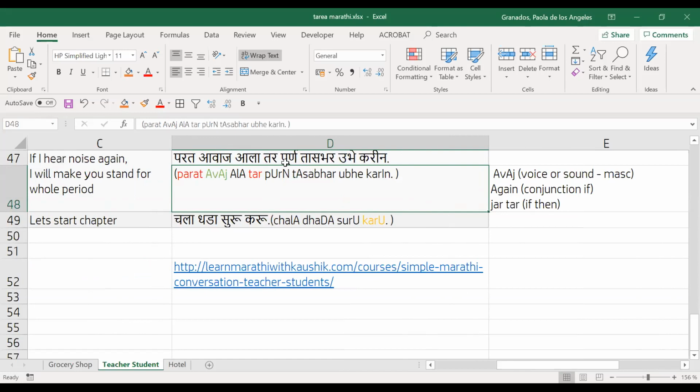Purna Tasabhar, like the whole Purna Tasabhar period. Then ubhe karin. Ubhe karin, like I will make you ubhe. This sounds to me like ut, like to stand, but this one is different. Ubhe.